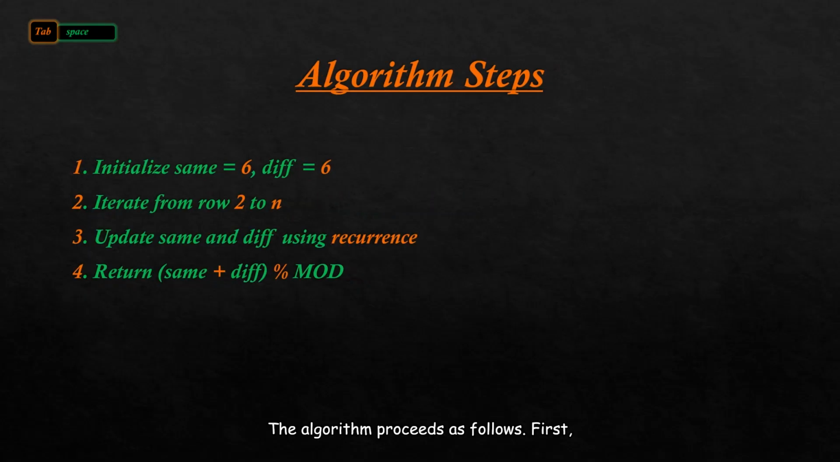The algorithm proceeds as follows. First, initialize same and diff to 6, corresponding to the base case. Then for each row from 2 up to n, update these values using the recurrence relations. Finally, return the sum of same and diff modulo the given constraint.